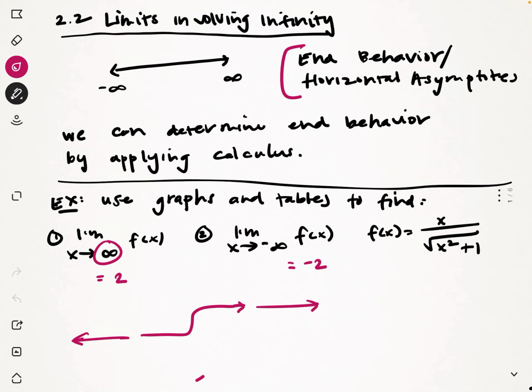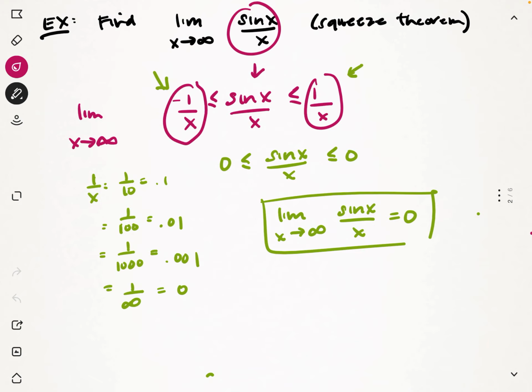Okay, so we're saying that we're looking at limits involving infinity. So we're talking about end behavior and end behavior models, horizontal asymptotes. So we use the graph first, right? We use our graphing technology. We said that as this approached infinity, the graph looks like it was approaching 2. As we approach negative infinity, it looked like we are approaching negative 2. On the next page, we determined using the squeeze theorem the limit as x approaches infinity of sine x over x. So just some more squeeze theorem practice.